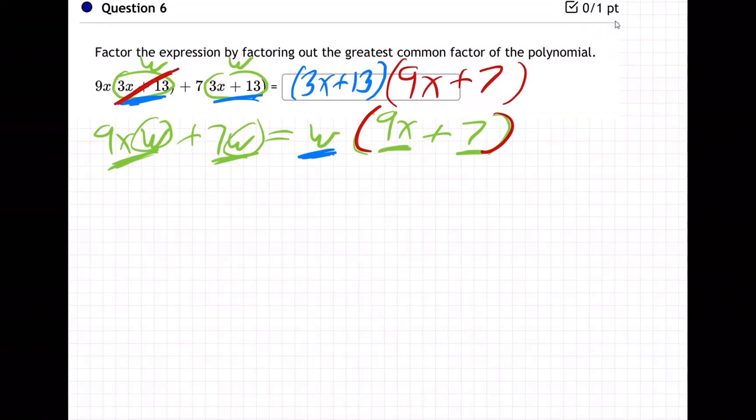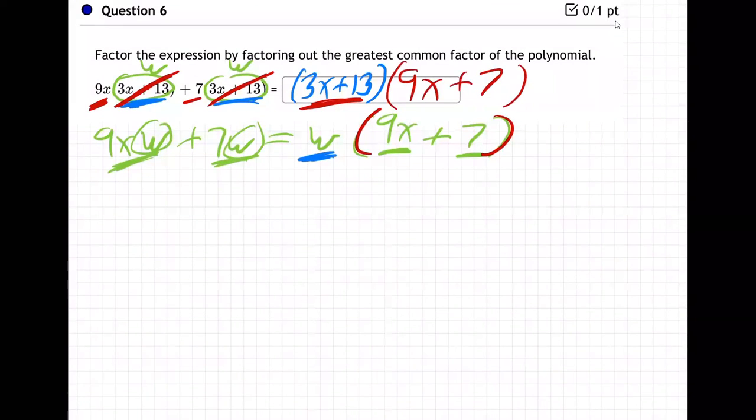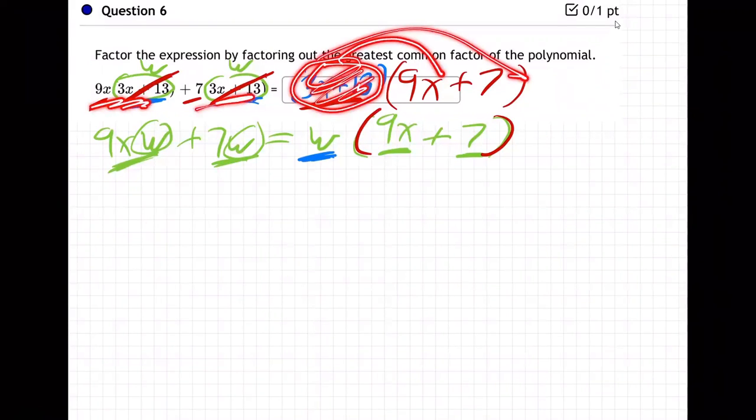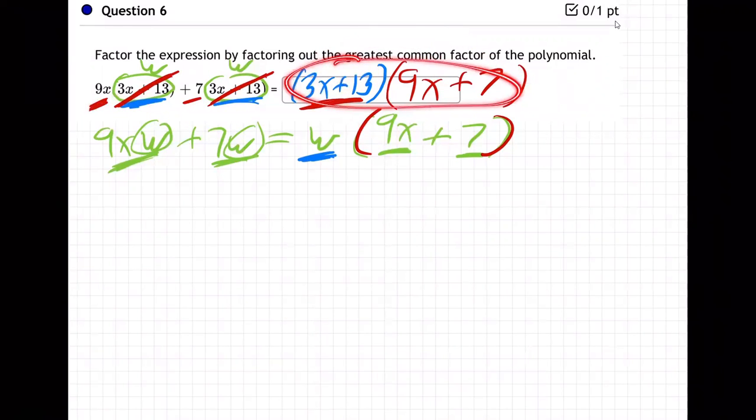Why? Because we peel off the 3x plus 13s and put them in the front. And what does that leave behind? 9x plus 7. You can see it's correct if you visualize this 3x plus 13 like it's one big thing. It's going to go boom to the right of the 9x and boom to the right of the 7. And it would go right back to where it was. And that's the answer. Just like that. There we go.